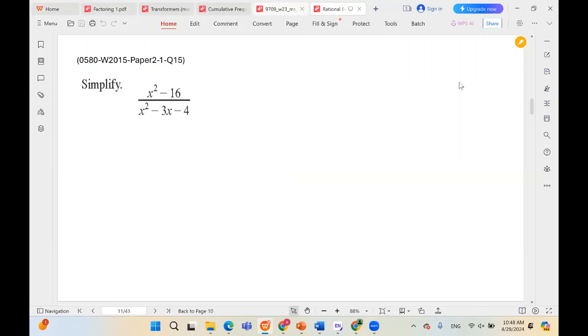For this problem here, again, this is a difference of two squares. So this will just be x plus 4, x minus 4. And then for the denominator, if we want to factorize here, we want a times b equals 4, a minus b equals -3. So this is 1 minus 4, obviously. So x plus 1, x minus 4 is the correct factorization here.